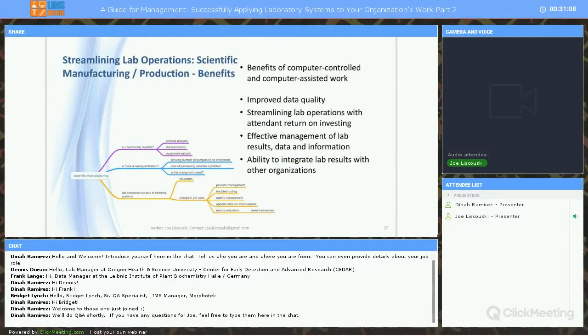The benefits of scientific manufacturing operations include all of those of the computer-controlled and computer-assisted laboratory work: improved data quality, streamlining operations, effective management of lab results, and the ability to integrate lab results with other parts of the organization. Whether or not this is attractive depends on the points just covered and our ability to answer them. It also depends on the availability of people to do laboratory work. If the workload outstrips the available human resources, this may become a necessity. In some fields, this is already a concern.